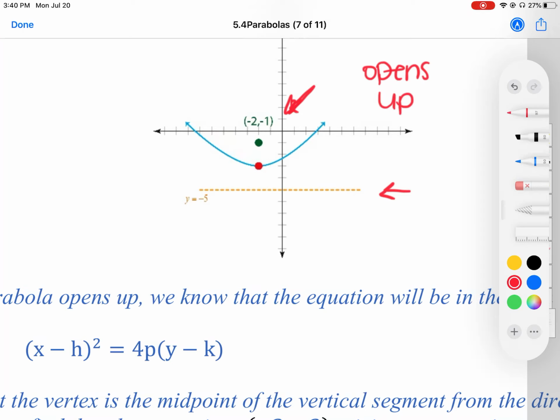Now I know that the middle point from our focus, from the point along our directrix, will produce that vertex. So this is where we have to be clever. If we create this special point along my directrix, I know my y will be -5, and my x has to line up with my focus, which would be -2. So that's a special point along my directrix.